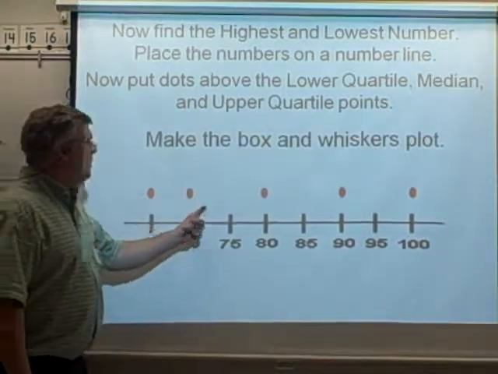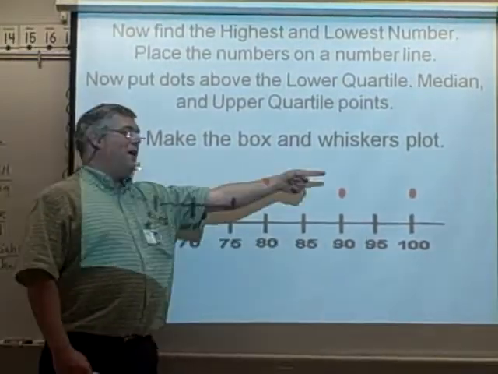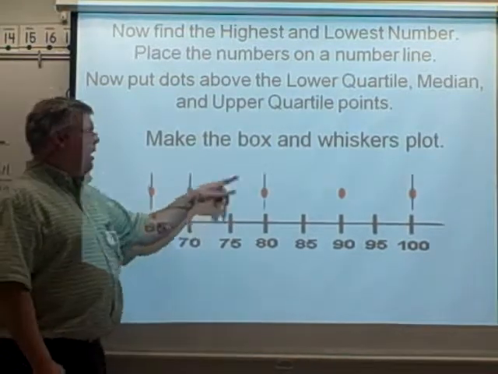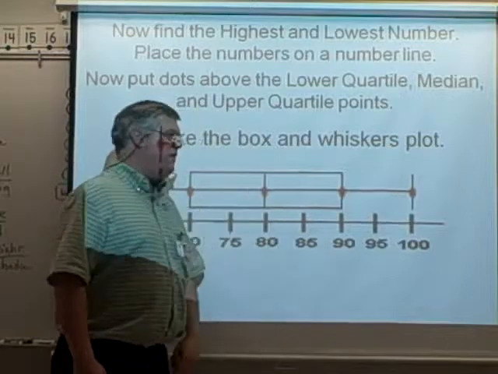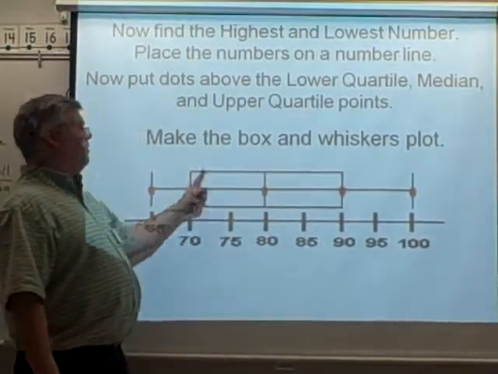The box is going to box in the 3 middle points. The whiskers are going to stretch out to reach those max and mins. So we draw a line. This is the way I like to do this. I like to have one line going through each of those 5 points like that. Then I draw a box around these.